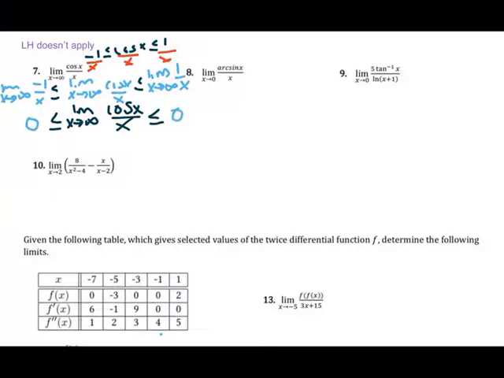So if the limit as x approaches infinity of cosine of x over x is trapped between 0 and 0, that means that that limit in the middle actually must be equal to 0 itself in order to keep this inequality statement true. This is called the squeeze theorem, and we haven't worked in depth with the squeeze theorem, but it's a great strategy to use when you are working with something that you don't know how to find the limit of, but you can trap it between two things that you do know how to find the limit of. So we'll talk about that more later.